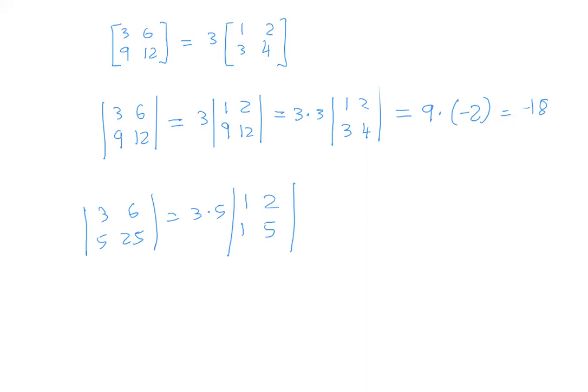Negative 2. How did I get negative 2? Can everybody see that this determinant is negative 2? It's 4 minus 6, right? 1 times 4 minus 2 times 3 minus 6. 4 minus 6 is negative 2. Right?